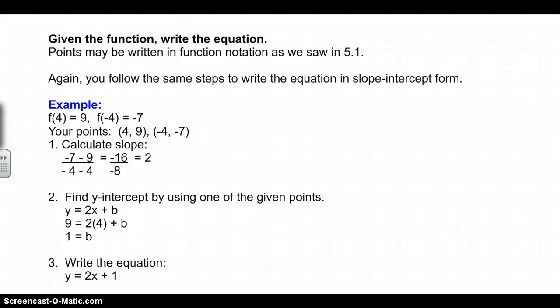In step 1, I calculated the slope. The slope is 2. In step 2, I found the y-intercept by writing y equals 2x plus b, and then substituting one of my points in. I don't like to fool around with negatives. I'm going to use 4 and 9. So I set 9 equal to 2 times 4 plus b, and solve for b. So b equals 1. I wrote the equation. The equation is y equals 2x plus 1.